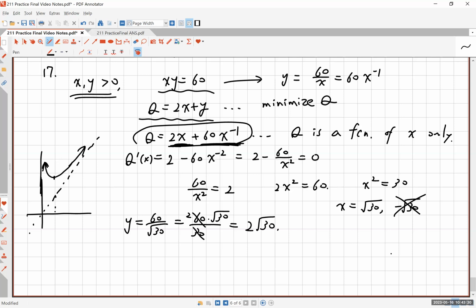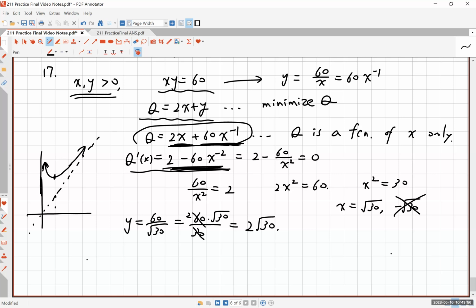Alternatively, you can take the second derivative, the derivative of the derivative, of Q, and you find that it is going to be positive, because this is concave up. And again, by the second derivative test, if you find a critical point where the derivative is 0 but the second derivative is positive, then that has to be a local minimum.